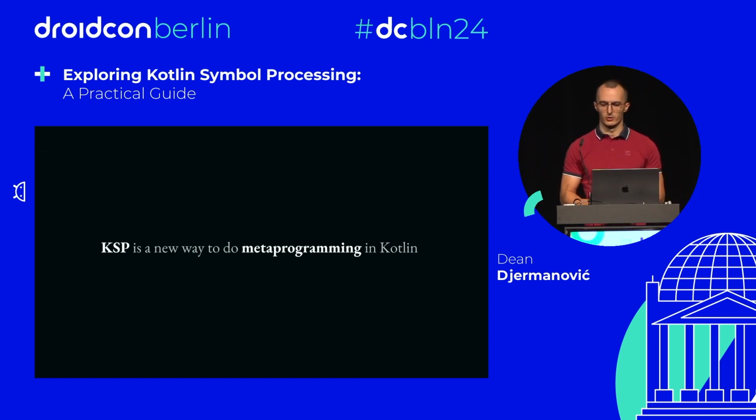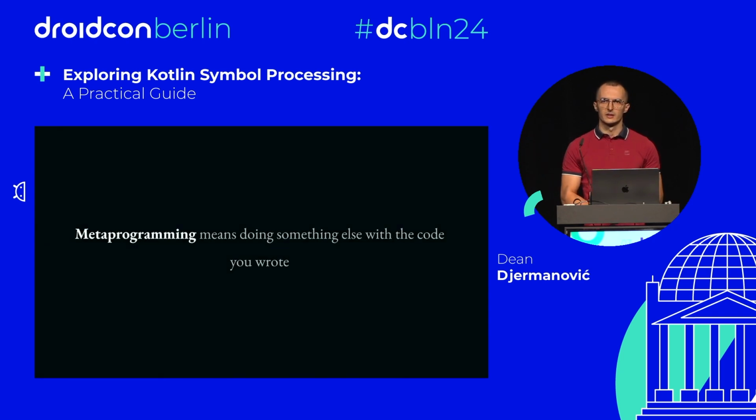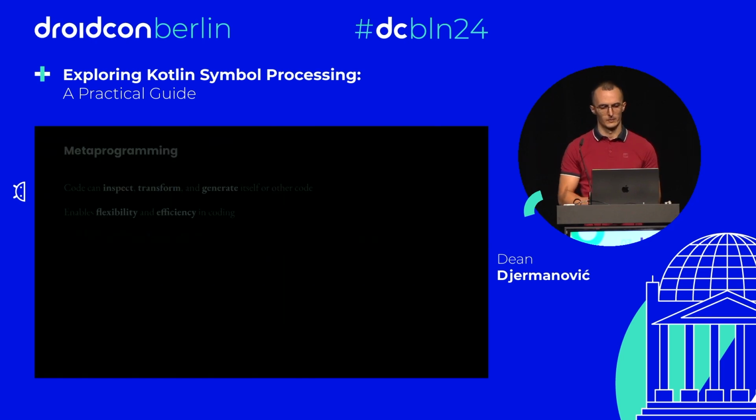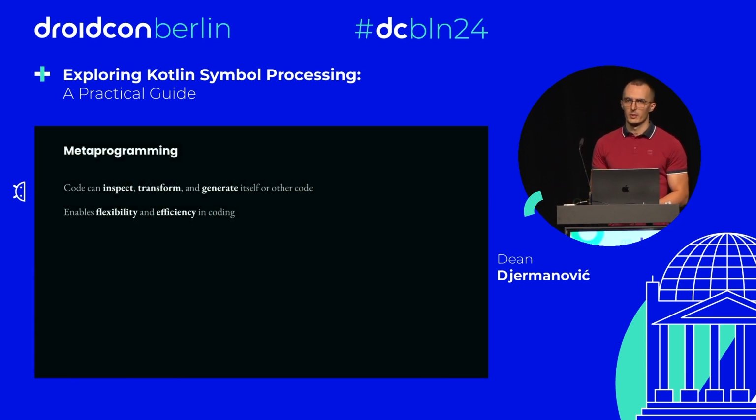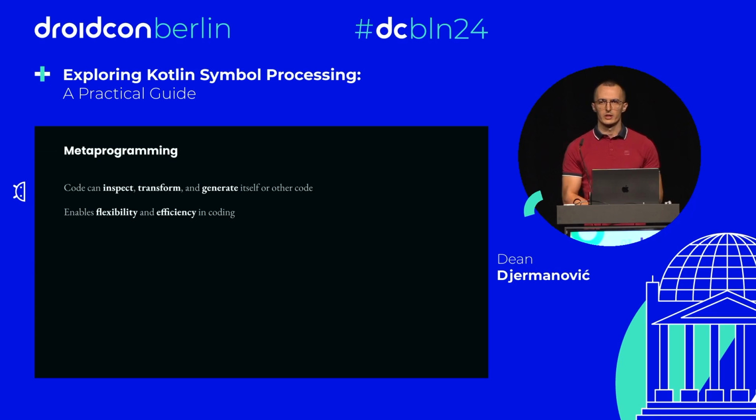But what is metaprogramming? In simple terms, metaprogramming means doing something else with the code you wrote. So metaprogramming is a technique that allows programs to inspect, modify, and act on their own code. Key features of metaprogramming include inspection, transformation, and code generation, meaning that the code can analyze itself, modify itself or other code, or even produce new code.